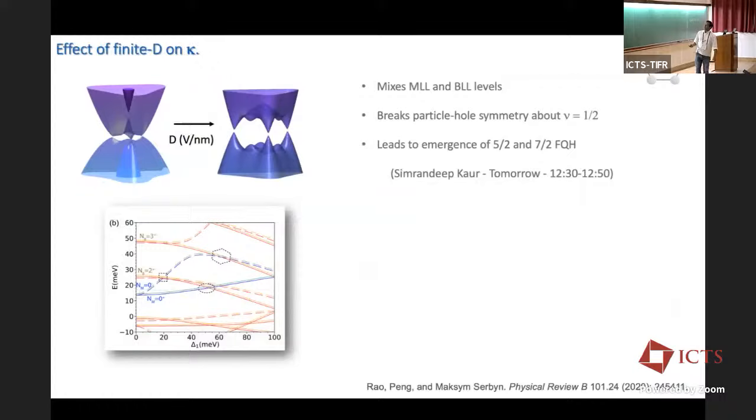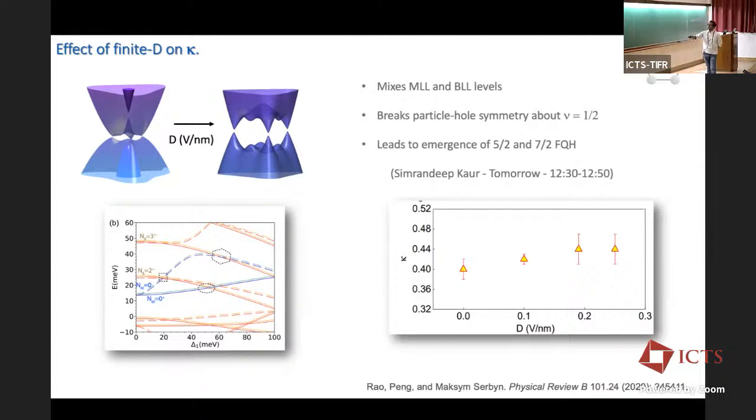The next question you ask is, when I apply an electric field, as I told you, I start mixing the monolayer and the bilayer bands. It breaks particle-hole symmetry around nu equal to half, and this is an advertisement: Simran will give a talk tomorrow on this at 12:30. It also leads to the emergence of 5/2 and 7/2 fractional quantum Hall states in this system, which I'm not going to talk about today. But it's exciting because then it opens up the possibility of having non-abelian states in trilayer graphene, which we are currently exploring.